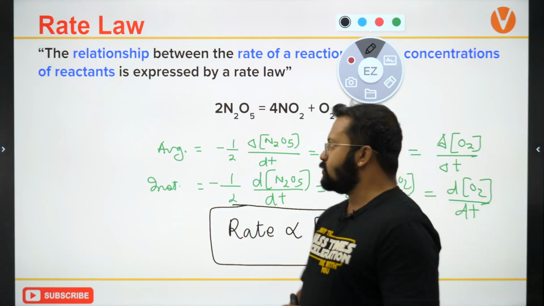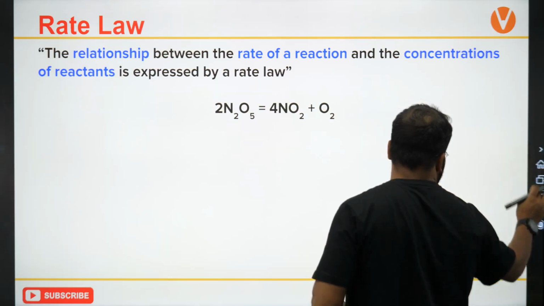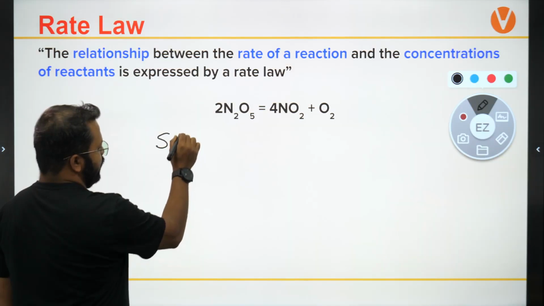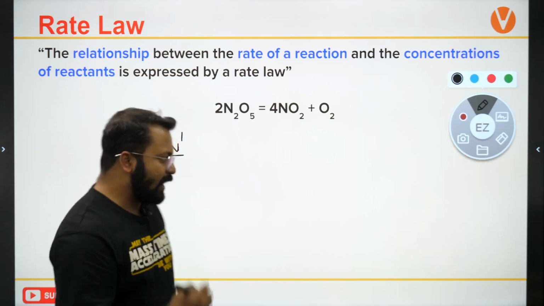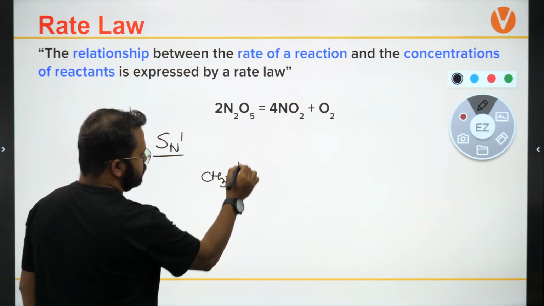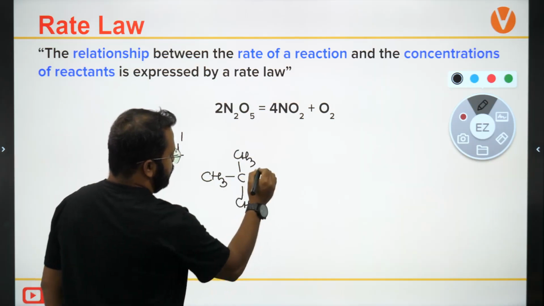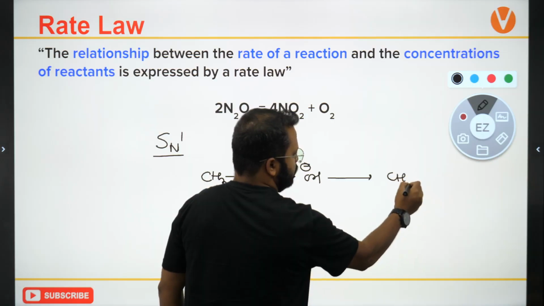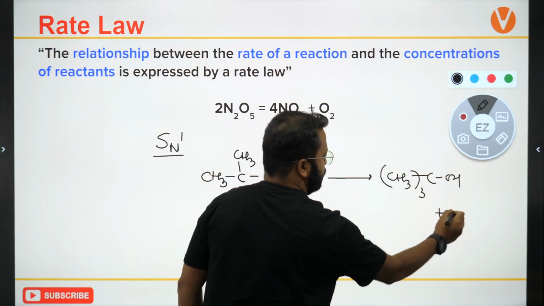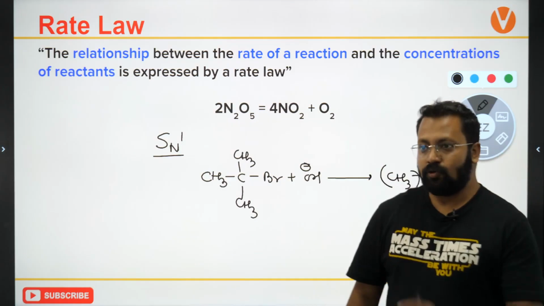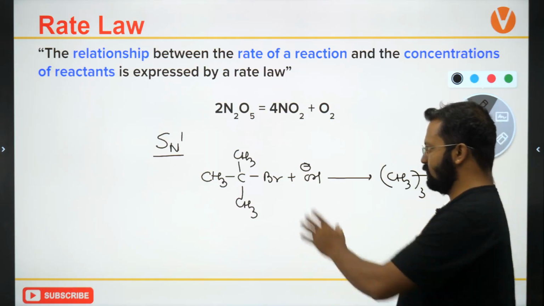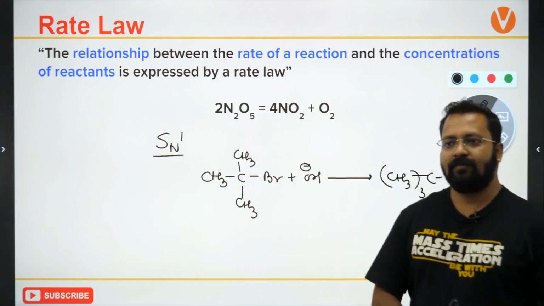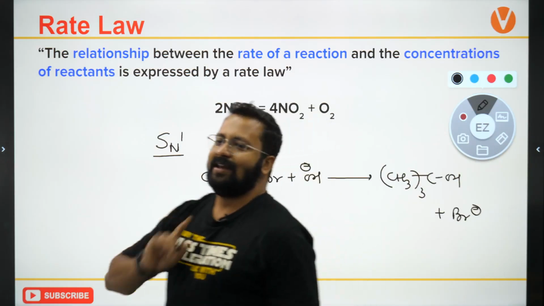You must have read in organic chemistry that there is a reaction known as SN1 reaction. सुना है आप लोगों ने? Yes? In SN1 reaction, this is the reaction, you say that this is a nucleophilic substitution reaction. It looks like there are two reactants, है कि नहीं? बताइए.